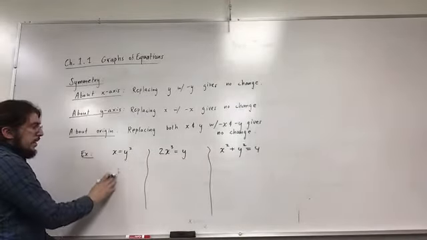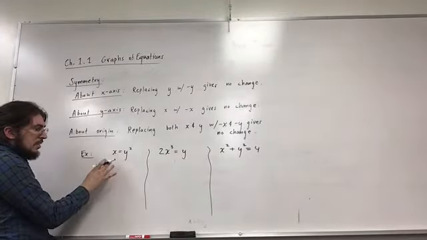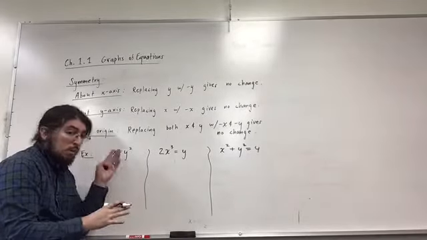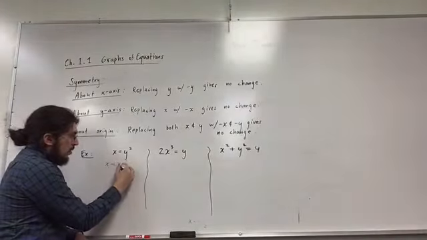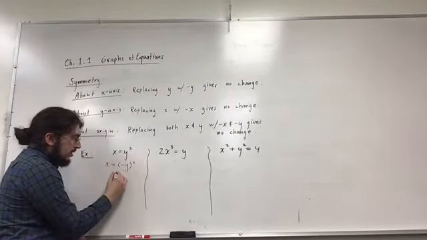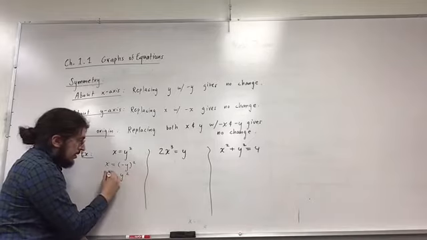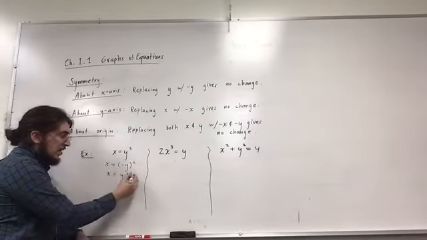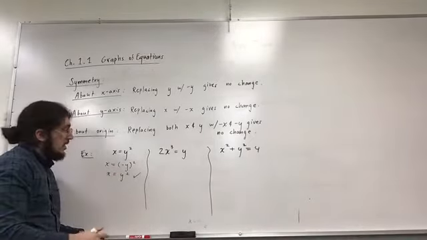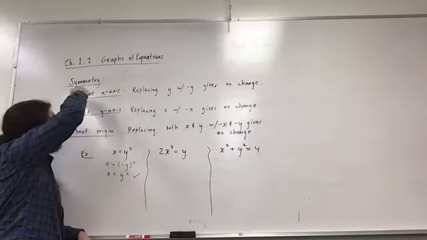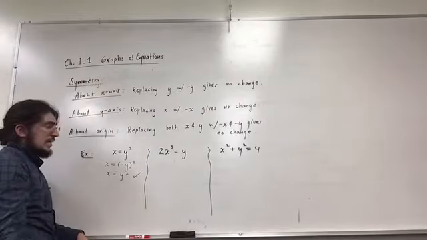So here, if we replace x with negative x, you'll have negative x equals y squared. It doesn't look the same. But if you replace y with negative y, what you end up getting is negative y squared. Notice a negative number squared is still y squared in this case. So you end up getting this, which has no change. So what this tells us is that if we replace y with negative y, there's no change. So this actually has symmetry about the x-axis.